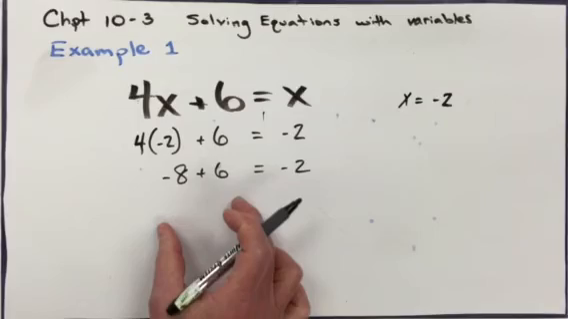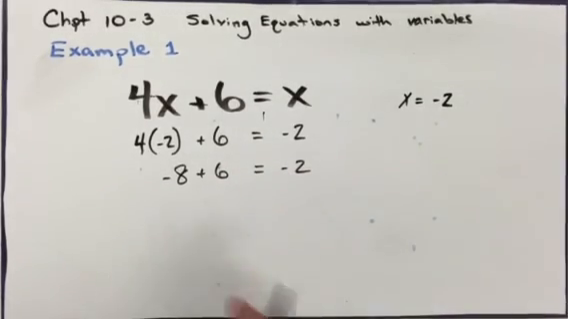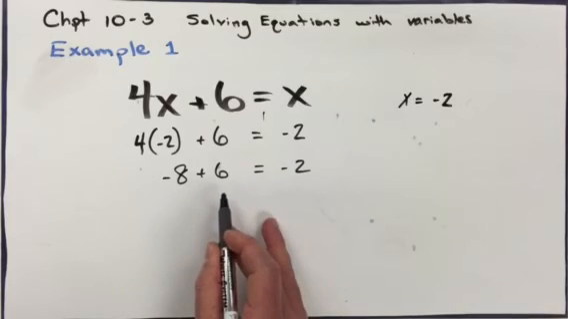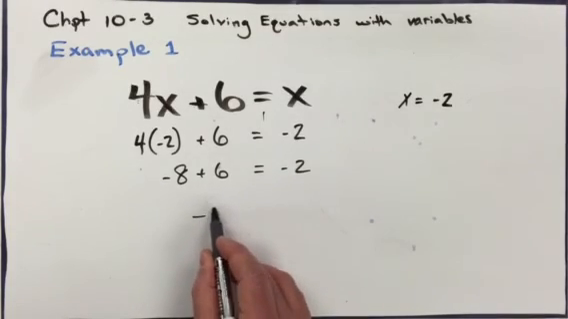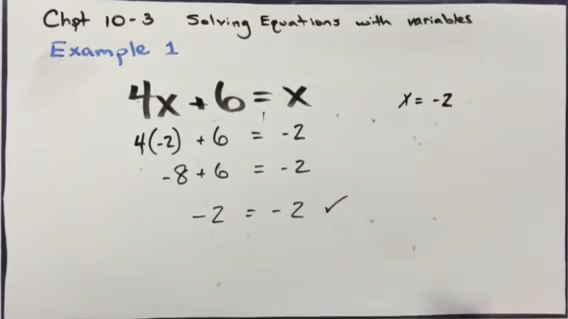And the answer is yes. I mean, you could probably see it as is, just the way it's written here. But if we have 8 negatives and 6 positives, that will indeed give us a negative 2. Okay, so this works. So in this example, x does equal negative 2.